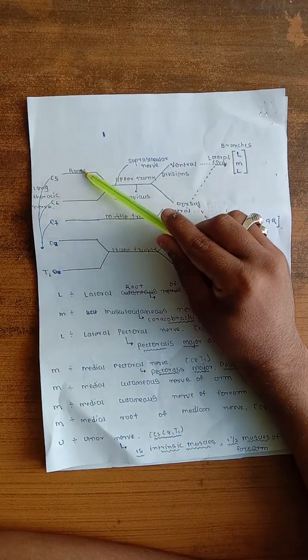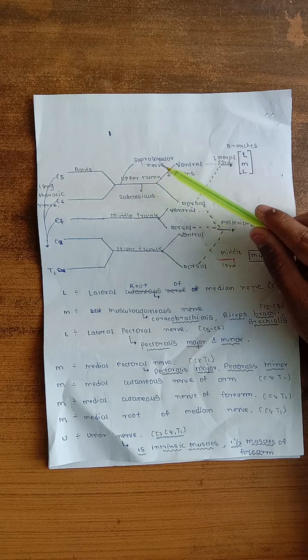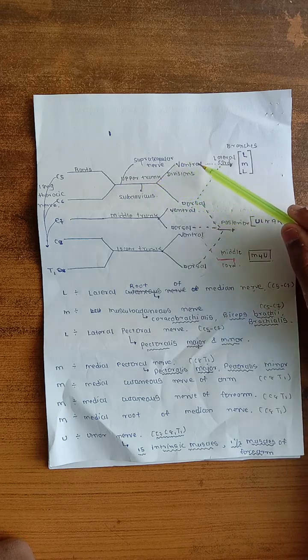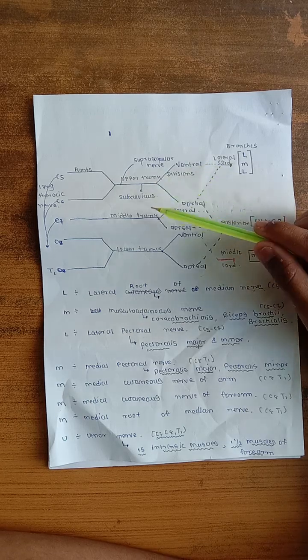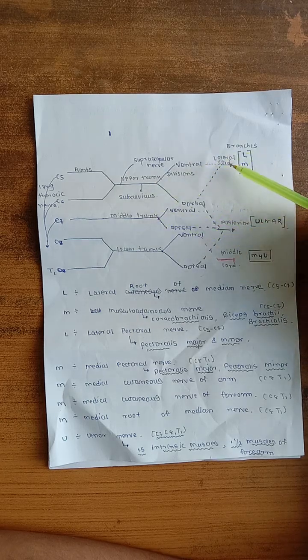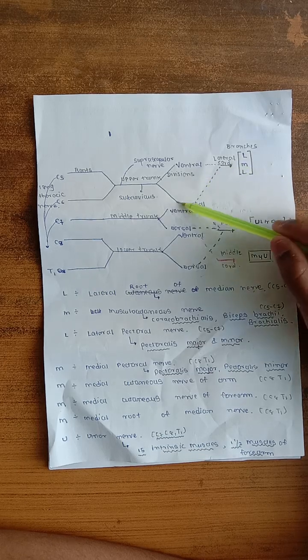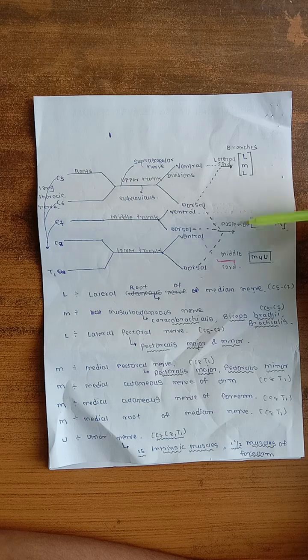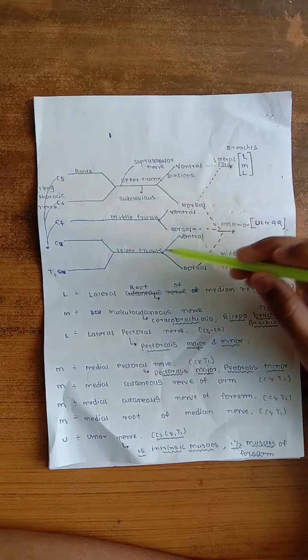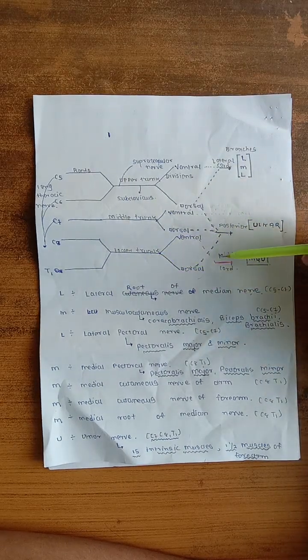The C5 and C6 roots combine to form the upper trunk. This upper trunk divides into two divisions, the ventral and dorsal division. The ventral divisions of the upper and middle trunk combine to form the lateral cord. The dorsal divisions of the upper, middle and lower trunk combine to form the posterior cord, and the ventral division of the lower trunk combines to form the medial cord.